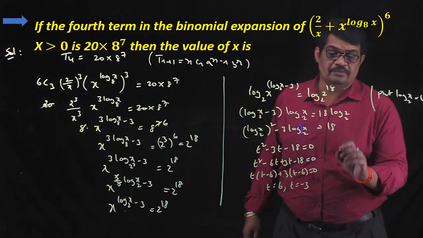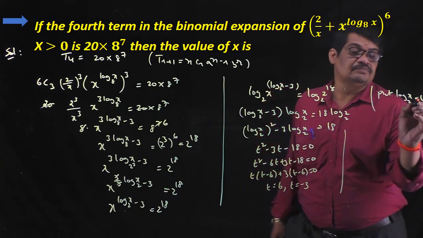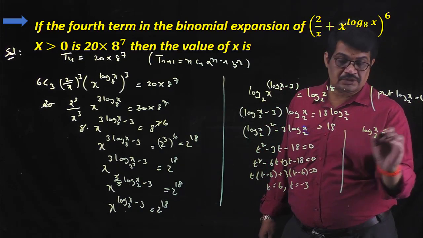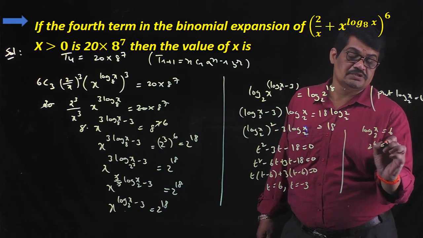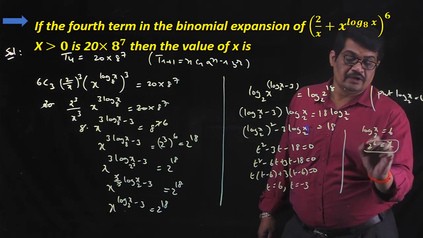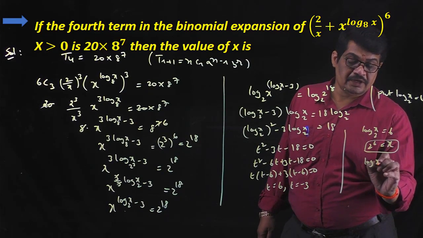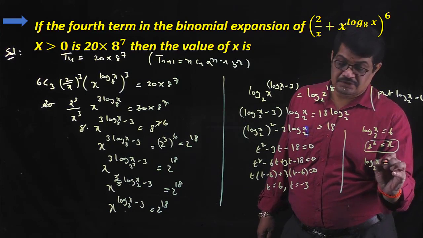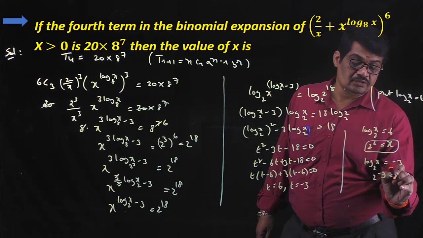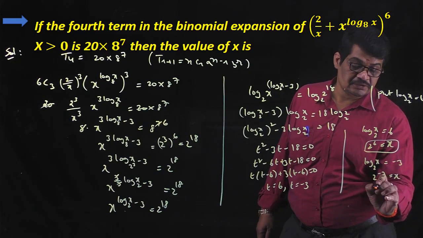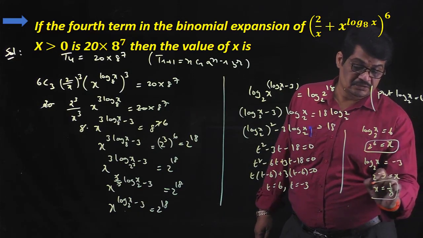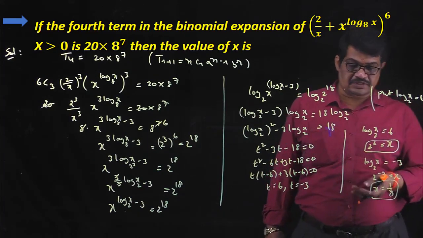Now we substitute in log x to the base 2 is equal to t. For t is 6, that is 2 power 6 is equal to x. This is one value. Another value: log x base 2 is equal to minus 3, that is 2 power minus 3 is equal to x, that is x is equal to 1 by 8. And the other value is x is equal to 2 power 6.